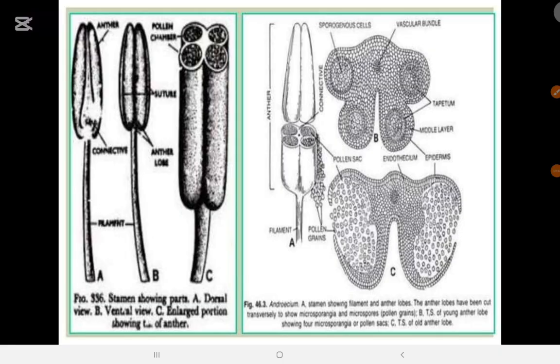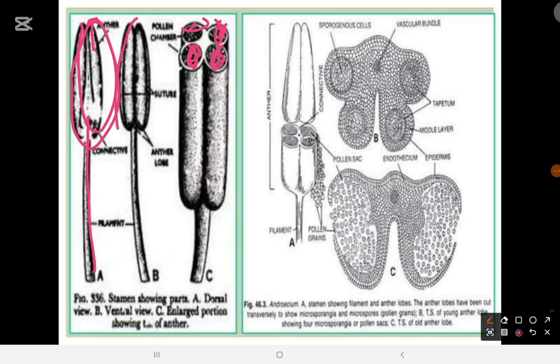Okay. So this slide is showing the structure of the filament and the anther and the pollen grains within the anther. So you're going to see here, there's the anther, this whole structure. Now within it, you see pollen grains here. They are pollen grains. Now these portions here, they are called chambers. And there is a connective between the filament and the anther. So we call that portion the connective.